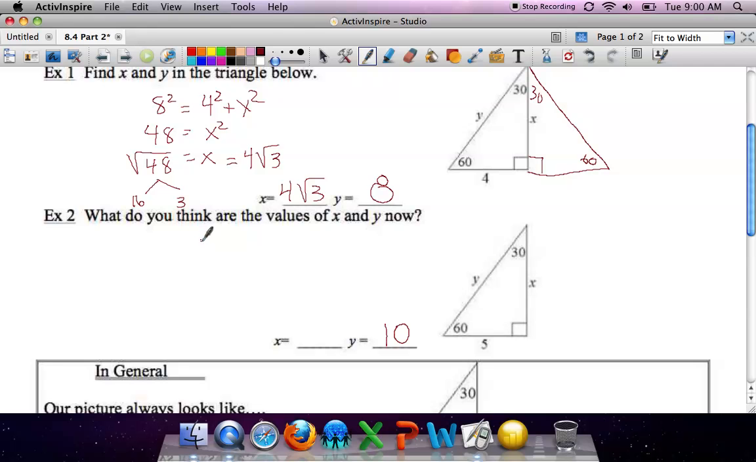We would have 10 squared equals 5 squared plus x squared. 100 equals 25 plus x squared, or 75 equals x squared. X equals the square root of 75. Biggest perfect square in 75 is 25, 25 times 3 would give us 75, so it would be 5 root 3.